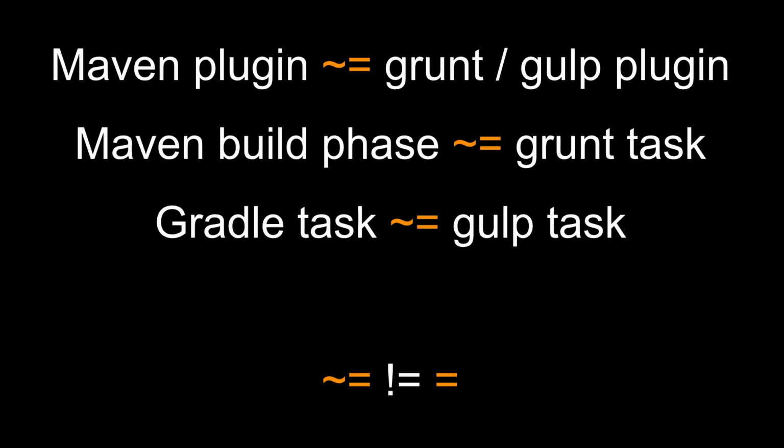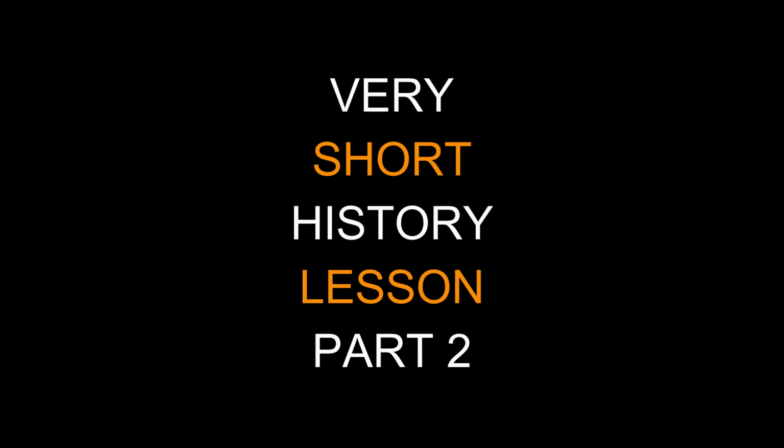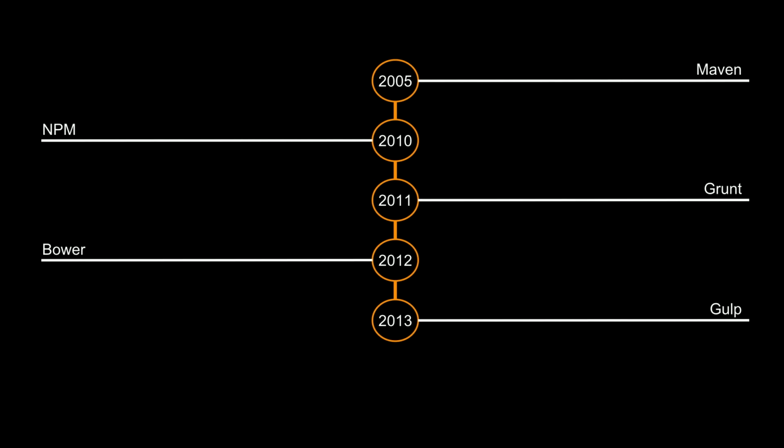So doing the analogy here again with the backend stuff that we are aware of as the backend developers, we have Maven plugins. That's pretty much the tooling stuff that Grunt and Gulp plugins serves us in the web stack. Maven build phases, that's Grunt tasks, the declarative stuff. And Gradle tasks, that's more like the Gulp tasks. So part two of the history lesson. Grunt was released 2011 and Gulp was released 2013.